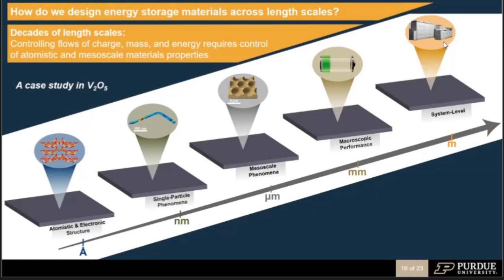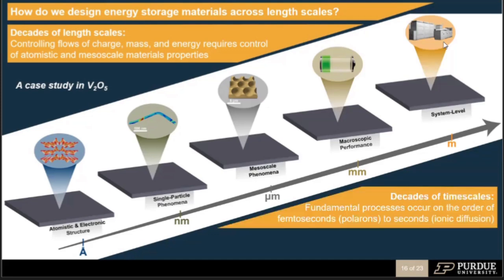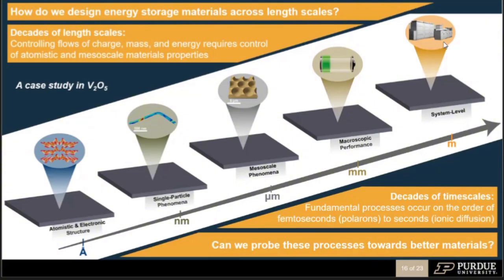Right. So in terms of the study of V2O5, when you're making a cathode material, I tend to live in this area mostly at the single particle level and stuff like that. But I would argue that all of this is a cycle of energy that you can't neglect any point of. Decades of time scales, decades of length scales that matter. And so the question is, can we take advantage of analytical techniques to get at some things that happen here?